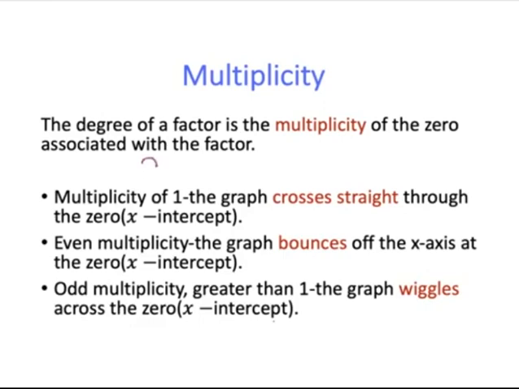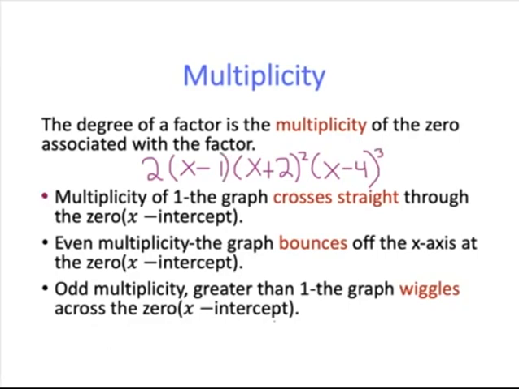So let's say that I have a polynomial in factored form that's 2 times (x minus 1) times (x plus 2) squared times (x minus 4) cubed. The first bullet that we have here is for a factor with a multiplicity of 1. If a factor has a multiplicity of 1, the graph crosses straight through the 0 or x-intercept.